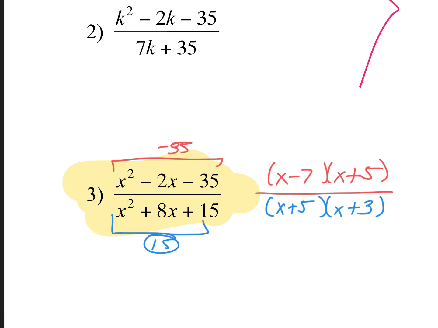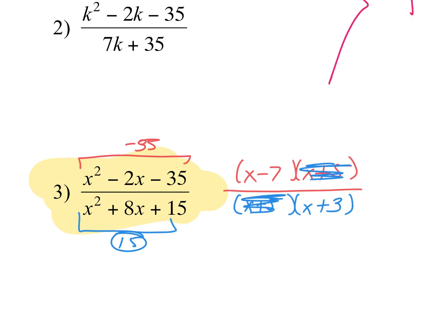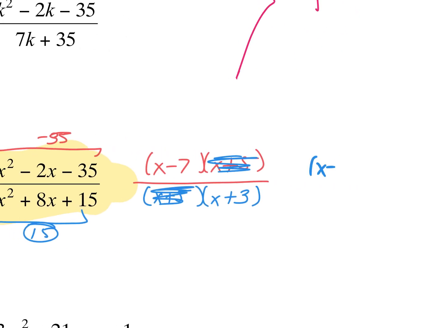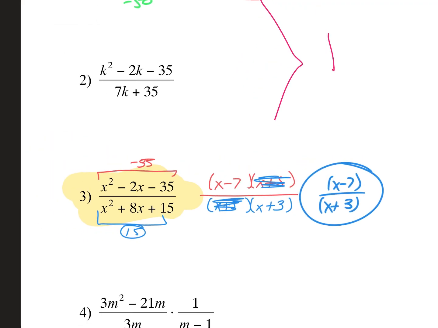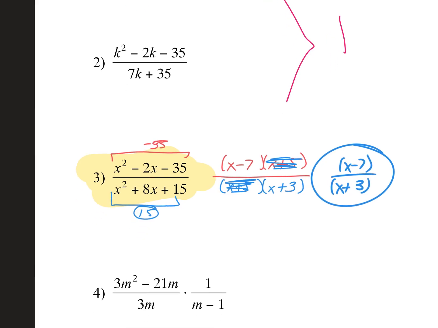Do you see anything on the top and bottom that's exactly the same? The x plus 5. So cross off 1 on top with 1 on the bottom. What you have left over is your answer, x minus 7 over x plus 3. The directions say to simplify. You factor everything you can and then cross off what they have in common. You guys got that? All right, let's scoot down then.